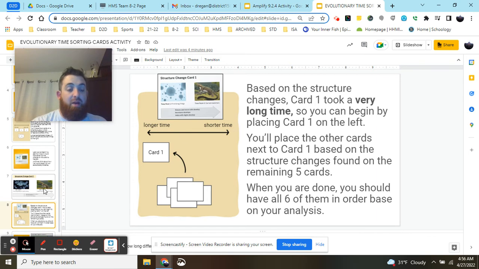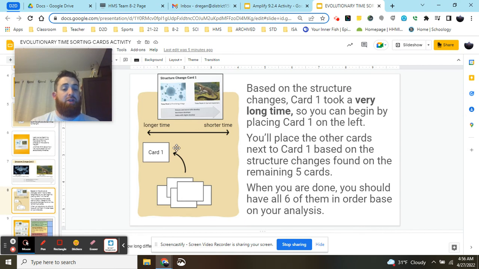Well, the amount of time it takes for nerves and backbones and limbs to develop over time would take a long, long, long time. So we know that card number one is probably going to be at the very beginning of our timeline. Those changes going from being a single-celled organism to all of those things developing over time would take a long time because small changes would lead to the big differences that we see. So we place the other cards next to card number one to show the differences in the amount of time. And when you're done, you should have all six of them.